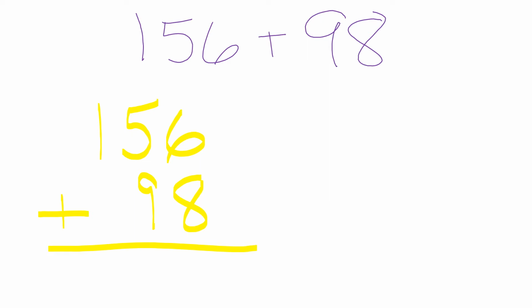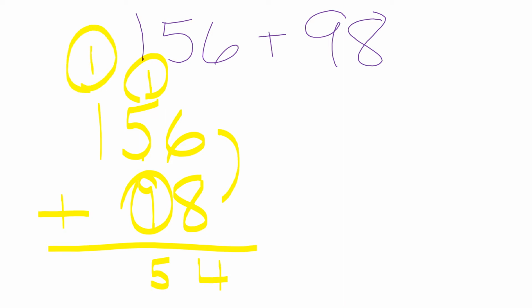So here I'm going to take 6 plus 8 and I get 14. So I put my 4 and I regroup in my tens column. The way I solve is I know that 9 plus 1 gives me 10, and then I'm going to take the 5 to give me 15 tens. And I regroup this one. 1 plus 1, 100 plus 100 is equal to 200. So we've got a sum of 254.